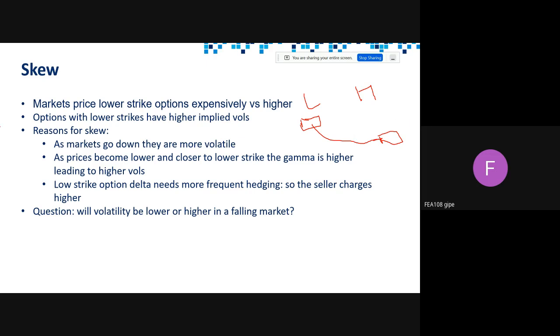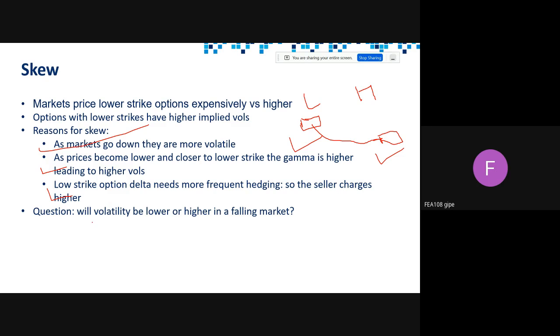And the reasons for this: you can go and look at any index, any TCS, actually put those numbers on paper, and you can plot. You can see this is what will happen. As markets go down, they're more volatile. As prices become lower and closer to strike, the gamma is higher, leading to higher vols. Low strike option delta needs more frequent hedging, right? Lower strike, so the seller charges higher.